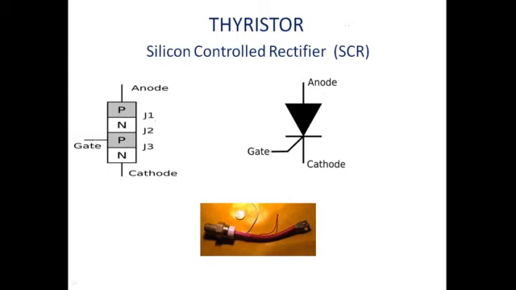We may know that when you connect a p-type material to an n-type material, a barrier potential is established, or else I can say that a depletion region is created. Here also a depletion region is created, and here also. So this is one such device, the practical SCR.